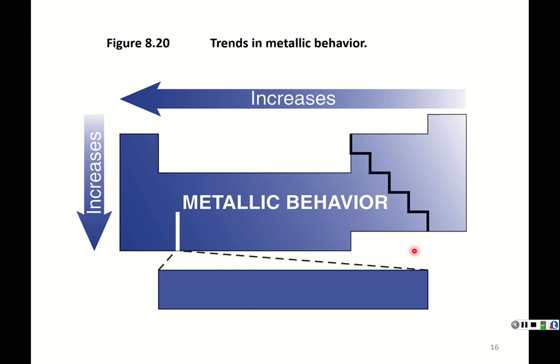Metallic behavior follows the same trend as atomic size. One of the reasons for that is it's based on that effective nuclear charge again. The less tightly an atom is holding on to its electrons, the easier it will be to lose them. And that's really metallic behavior: being able to lose electrons, give up electrons.